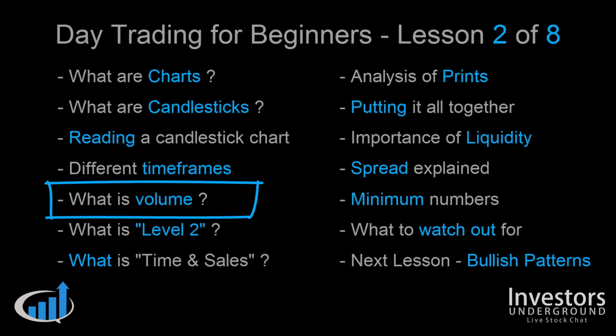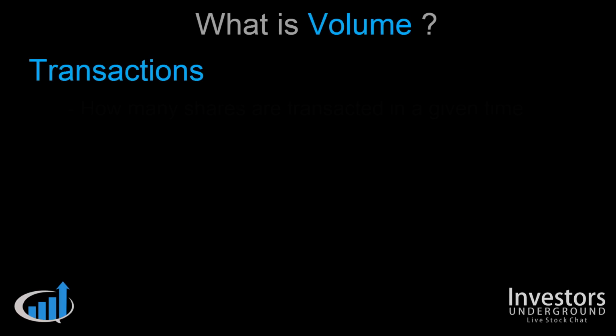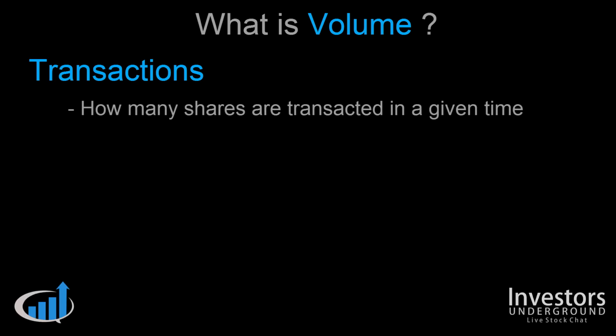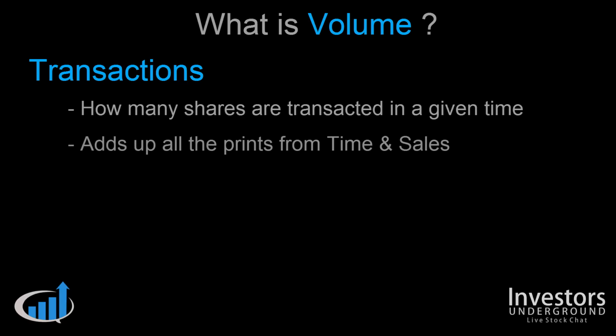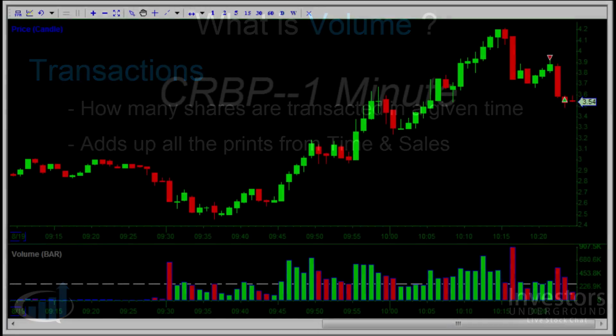So our next topic is volume. What is volume? Volume is made up of transactions, which could be hundreds, if not thousands, of transactions at any given time, but all put together add up and are shown on the chart. It adds up all of the prints from the time and sales. So if you're looking at all the different transactions that come across the tape, whether it be 1,000, 200, 800, 5,000, all of those are added up on any given time period, whether it be a minute, 5 minutes, daily chart, whatever you end up picking, and it shows it on the chart.